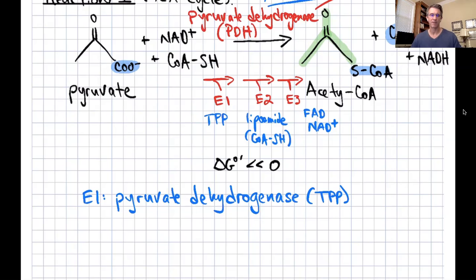Pyruvate dehydrogenase, the E1 enzyme, is going to run a very similar reaction, but this complex doesn't just turn around and make acetaldehyde and then stuff electrons back into it. We're going to use that hydroxyethyl TPP moiety to synthesize a thioester. The E2 enzyme is formerly known as dihydrolipoamide.